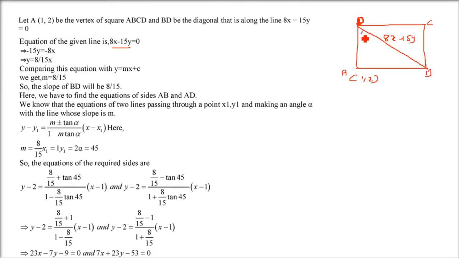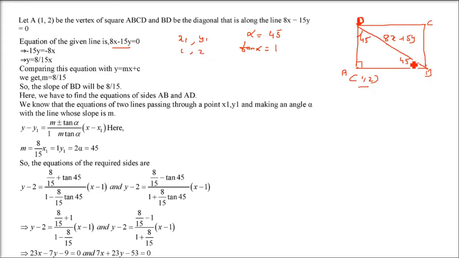All the internal angles of the square are 90 degrees. So what will be this angle? 45 degrees, 45 degrees. If one is 90 degrees, the sum of the internal angles of a triangle is 180 degrees, and AD and AB are equal. So alpha is 45 degrees, tan alpha is 1. Now we have x1, y1 also. x1 is 1, y1 is 2.